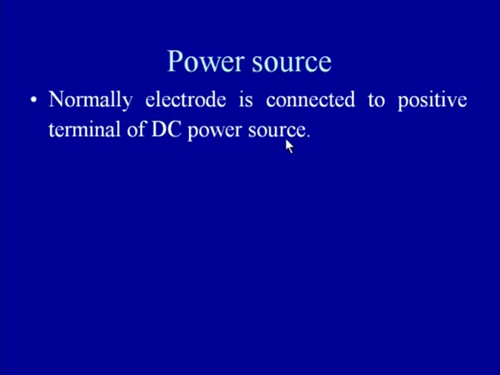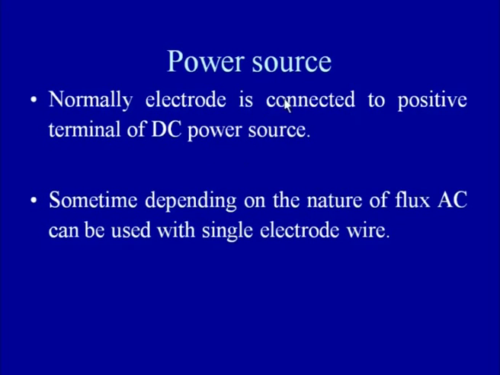Normally, the electrode in case of SAW is connected to the positive terminal of the DC power source, so that the larger amount of heat generated towards the anode, that is the positive terminal side of the electrode, can be effectively used for fast melting of the electrode, so as to achieve a higher deposition rate. So, a high deposition rate can be obtained by making it DC EP, that is electrode positive polarity, but when DC EN is used, it results in shallow penetration in the weld. Sometimes, depending upon the nature of the flux, AC can be used with single wire electrodes.